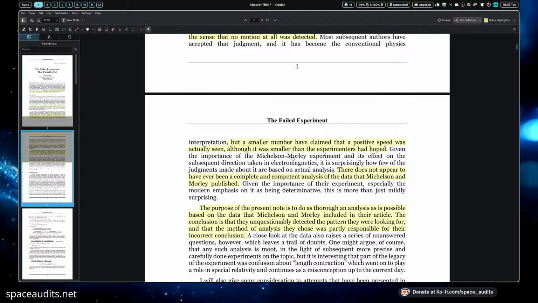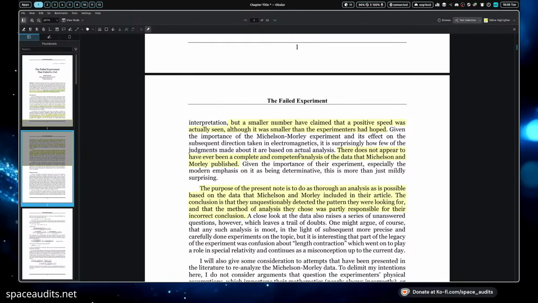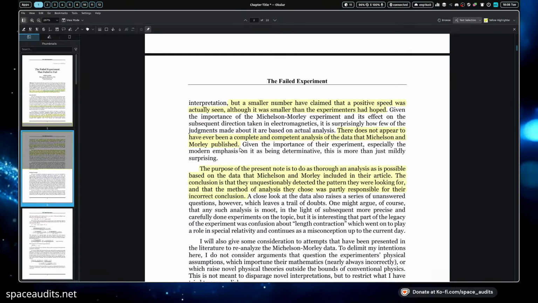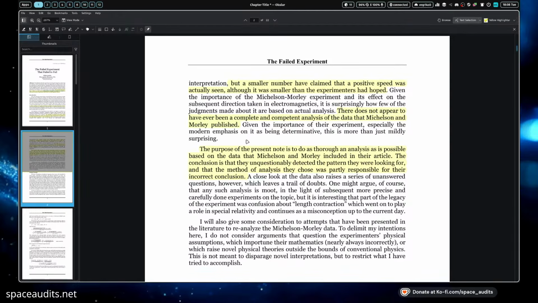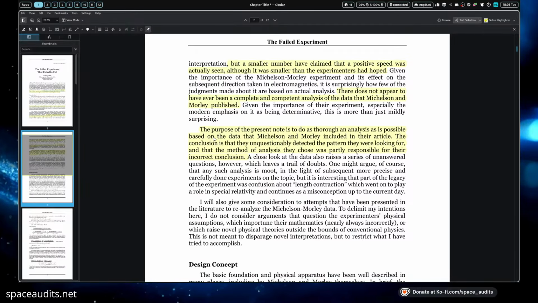Given the importance of the Michelson-Morley experiment and its effect on the subsequent directions taken in electrodynamics or electromagnetics, it is surprising how few of the judgments made about it are based on actual analysis. There does not appear to have ever been a complete and competent analysis published on the Michelson and Morley data. Given the importance of their experiment, especially the modern emphasis on it being determinative, this is just mildly surprising.